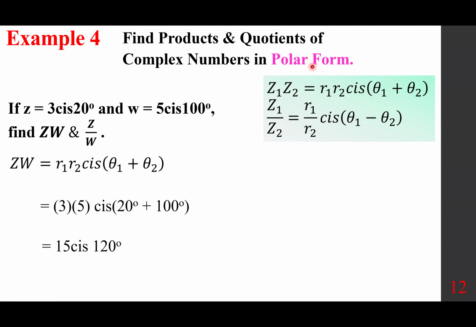If they ask to convert it to rectangular, now we have to go with cosine of 120 and I sine of 120, and that happened to be a common arc. We can figure it out. What about z over w? R1 over R2, and that means 3 over 5 cis theta 1 minus theta 2, that means 20 minus 100. And that gives us negative 80.